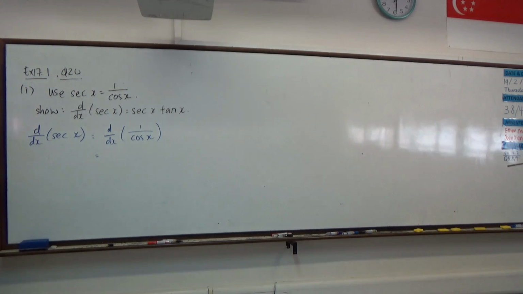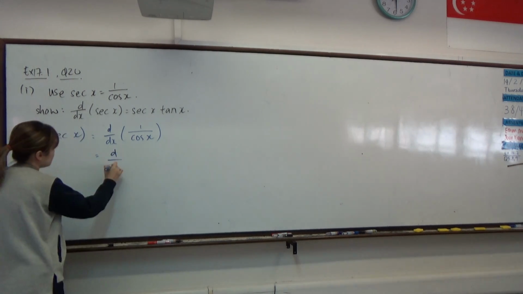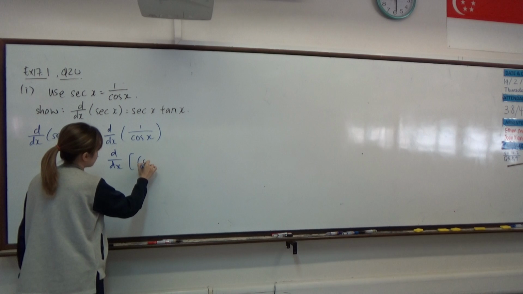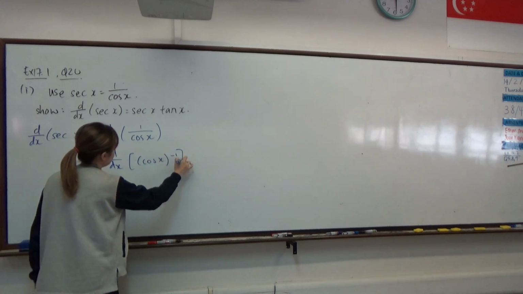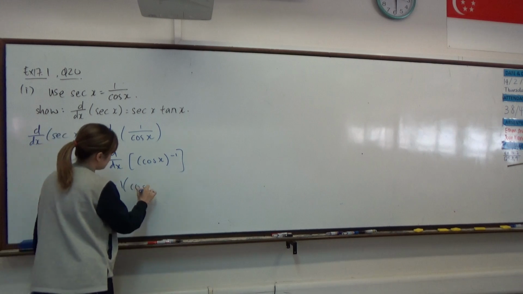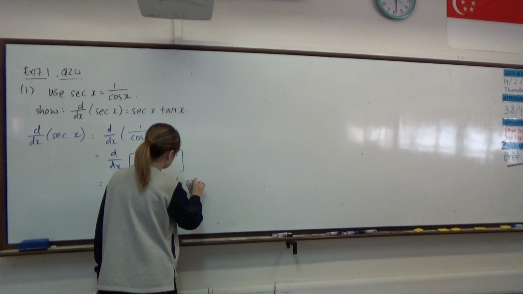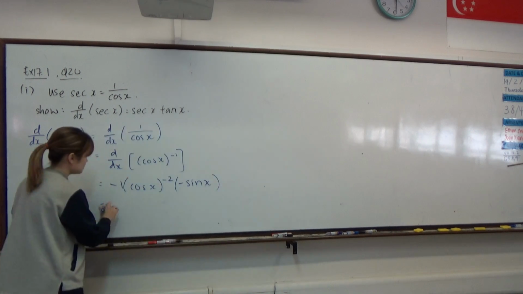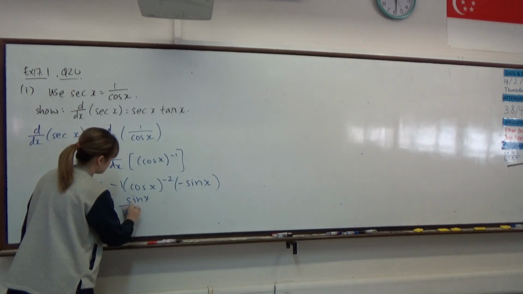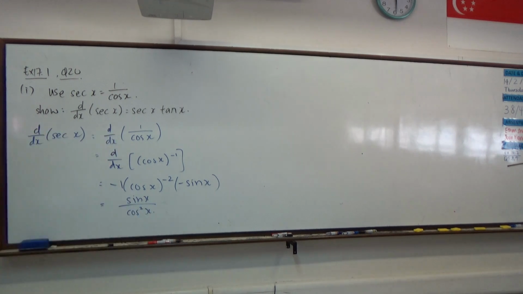Minus sine x bracket negative 1. Okay, if you want to do that, you want to differentiate it as cosine x to the power negative 1. Then after that, use the power rule. Okay, then we get sine x over cosine square x.